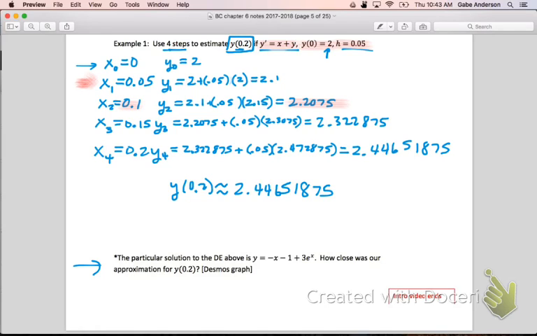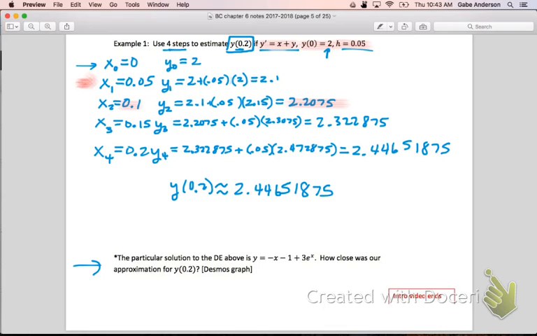Down here below, I've made a little note that the particular solution to that differential equation is actually y equals negative x minus 1 plus 3e to the x. In this chapter, we're actually going to learn where that came from. That's not part of the BC curriculum, but we're going to talk about how you actually could solve that differential equation. For now, we're going to talk about how close we really were. So we're going to look at a graph to do that. I've prepared a graph ahead of time that illustrates this. I'll switch screens here, and I want you to check this out.